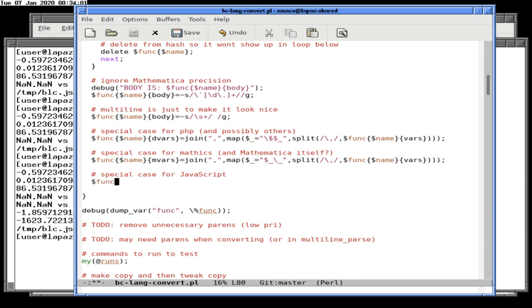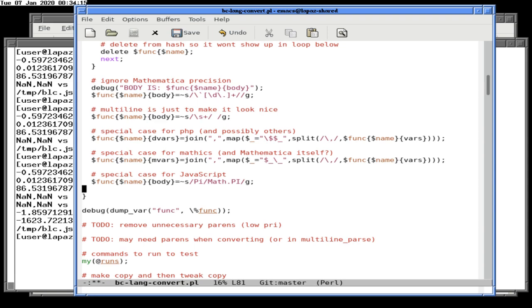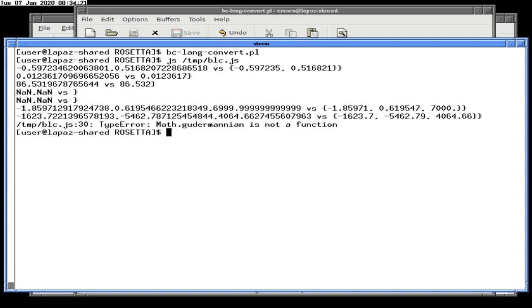Func name body equals substitute pi with Math.PI locally. So that should replace all the small pis with Math.PIs as it wants. Again, this isn't going to work, but let's see why not. Math.gudermannian is not a function. Well, that I know is true.